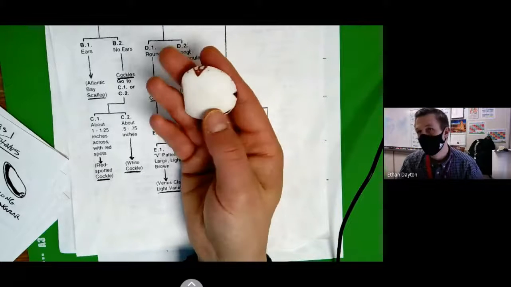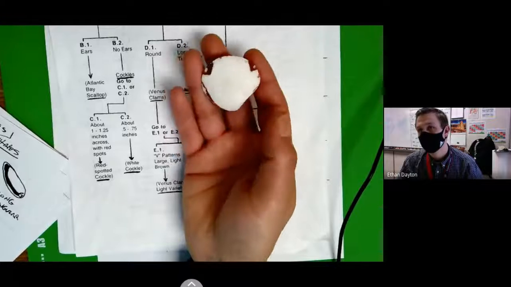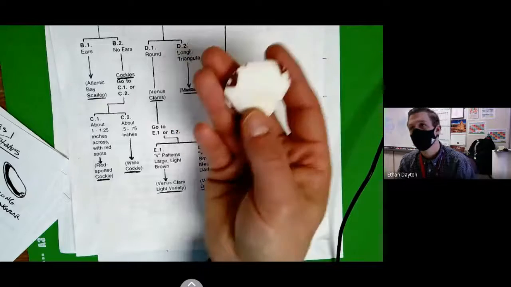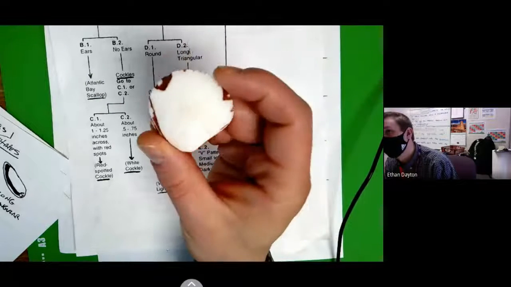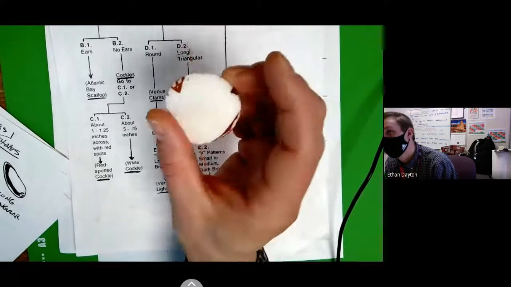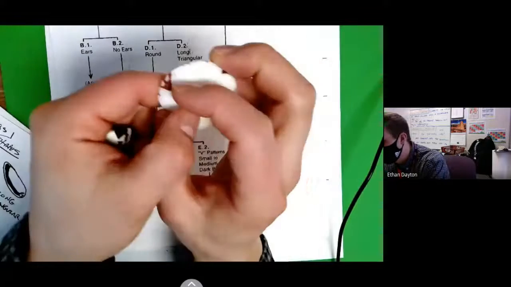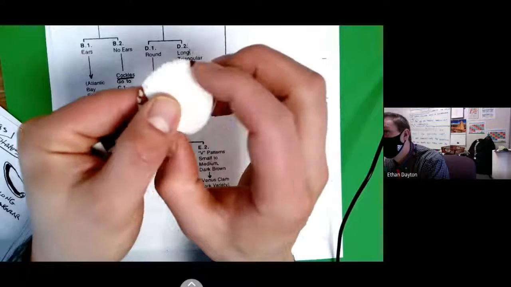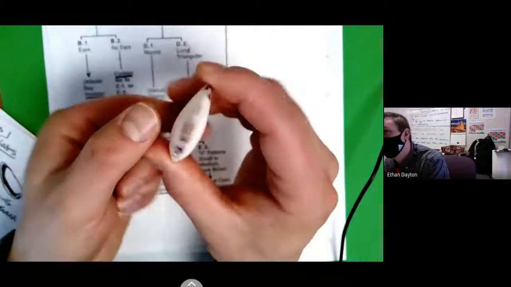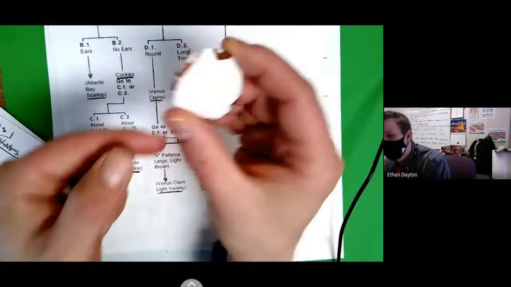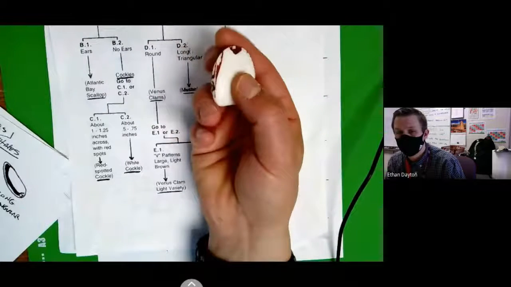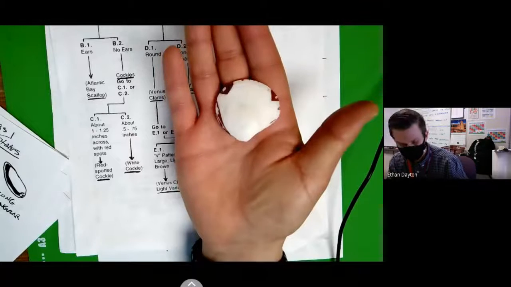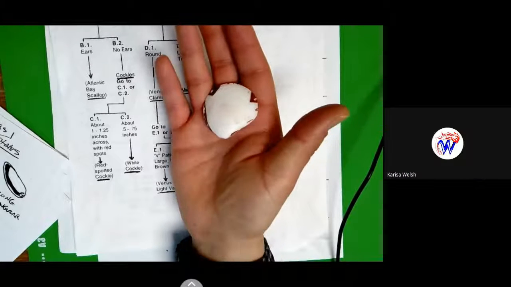What do you guys think? Here's a V pattern right here. V pattern, V pattern. Okay, what do you think? Light brown, dark brown, small, or large? What do you think, Carissa? The small, medium, and dark brown one.